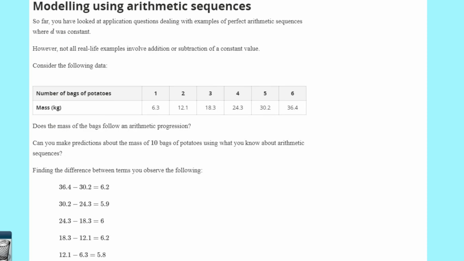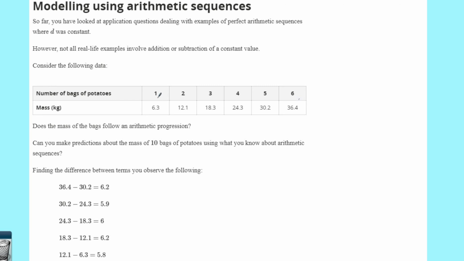Let's see. Not all real life examples involve adding and subtracting. All right, so consider these examples. We have this number of bagged potatoes and then the mass. I'm asking, does it follow an arithmetic progression? Can you make predictions about the mass of 10 bags of potatoes using what you know about arithmetic sequences? Okay, so we can't tell right off the bat, right? It's not so blatantly obvious.